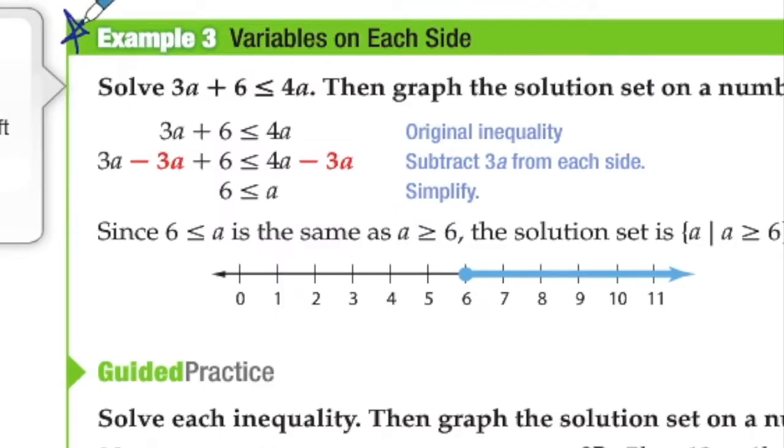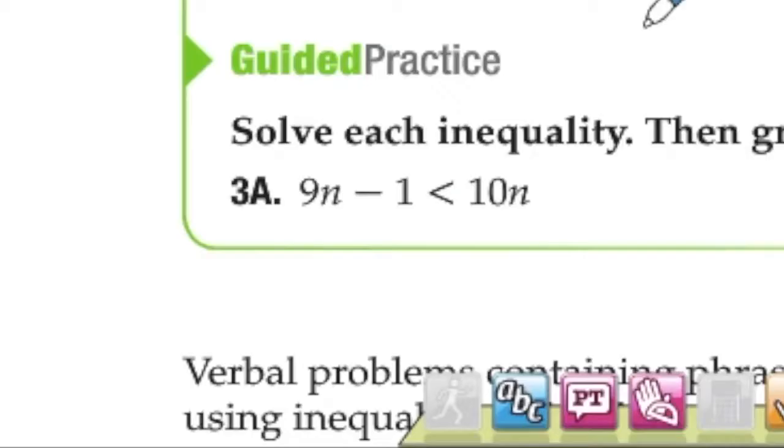For example 3, we're going to be looking at inequalities that have variables on each side. And so we have an example here that has 3a and 4a on both sides of the inequality sign. So we're going to pick a side. In this case, they decided to get rid of the 3a and bring it to the right side, and then solve it, and then graph it on a number line. So let's do that same thing with 3a.